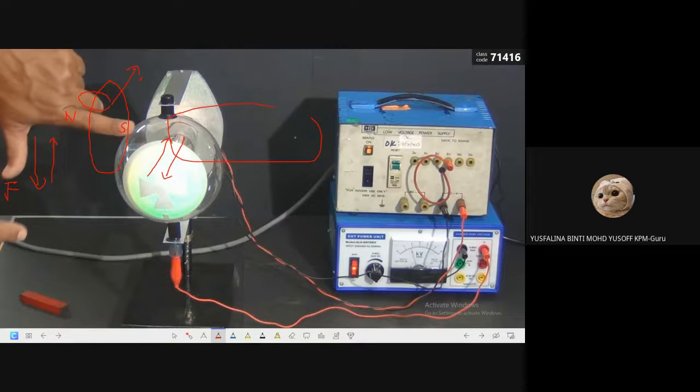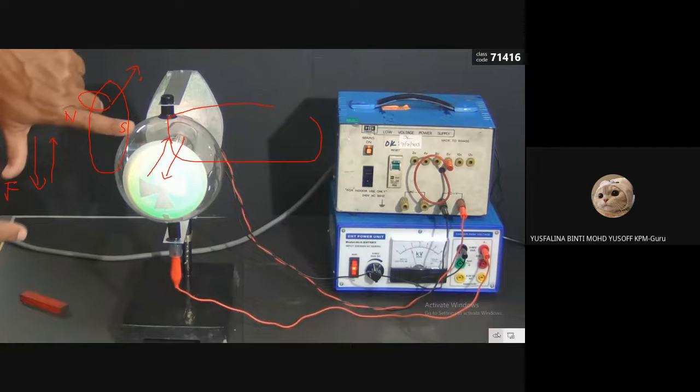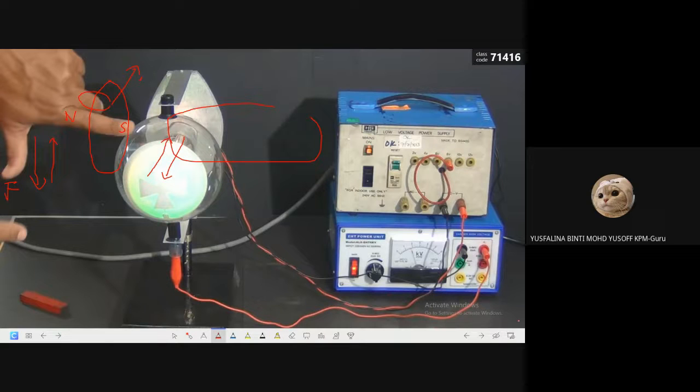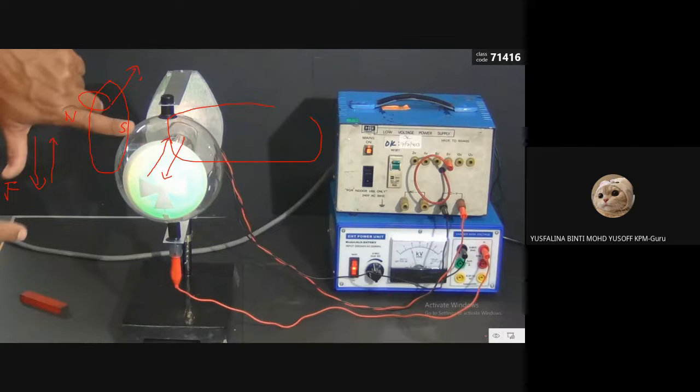Then after that, this is the magnet. This is south. So they just use that one. Later I will teach you how to use the Fleming left hand rule.